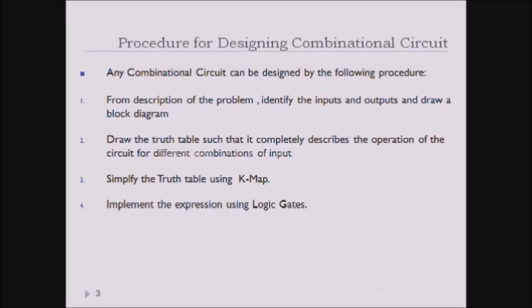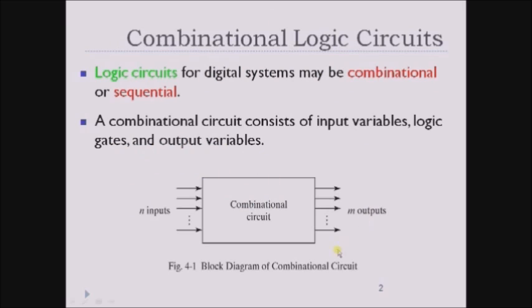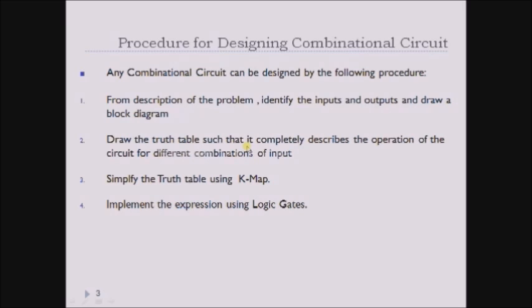Now, let us see how to design a combinational circuit. In order to design a combinational circuit, we have to follow these 4 steps. Let us see what they are. First, from the description of the problem, identify the inputs and outputs and draw a block diagram. From the given problem, we have to identify the inputs as well as the outputs, and then draw a simple block diagram, just as I have shown in the previous case, where I drew a simple block diagram with some inputs and some outputs. In the same way, we have to identify the inputs and outputs, then draw a block diagram.